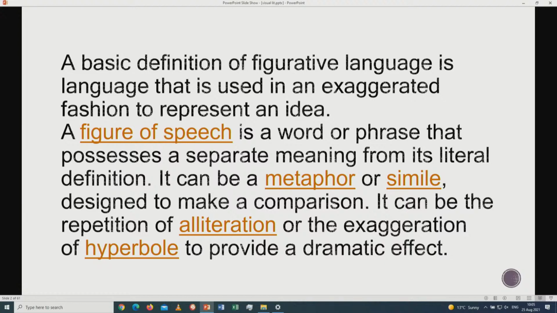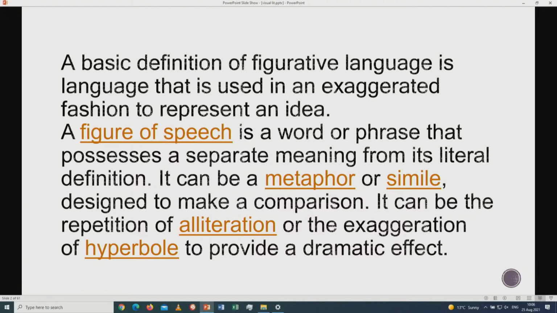So you usually get this language when you read poetry and literature as a whole. You always get figures of speech. You also use them when you are writing yourself, to make your piece of writing interesting to the reader. A figure of speech is a word or phrase that possesses a separate meaning from its literal definition.